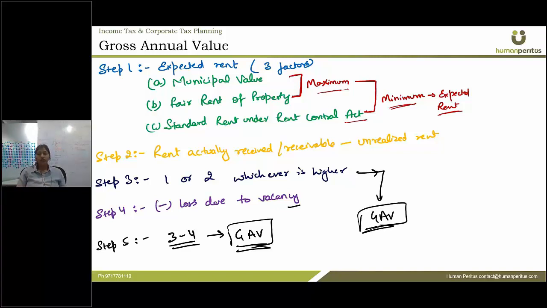Is this clear? This is very important to understand how we calculate GAV, because many times a question is asked on calculating GAV on the basis of these 3 values only. So you need to understand how to calculate GAV. Is this clear or not?